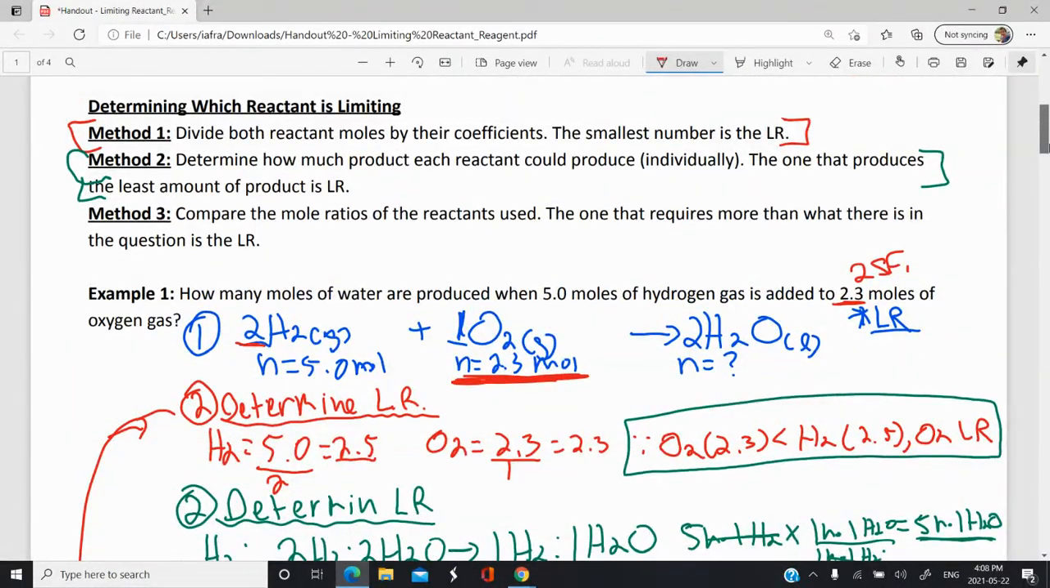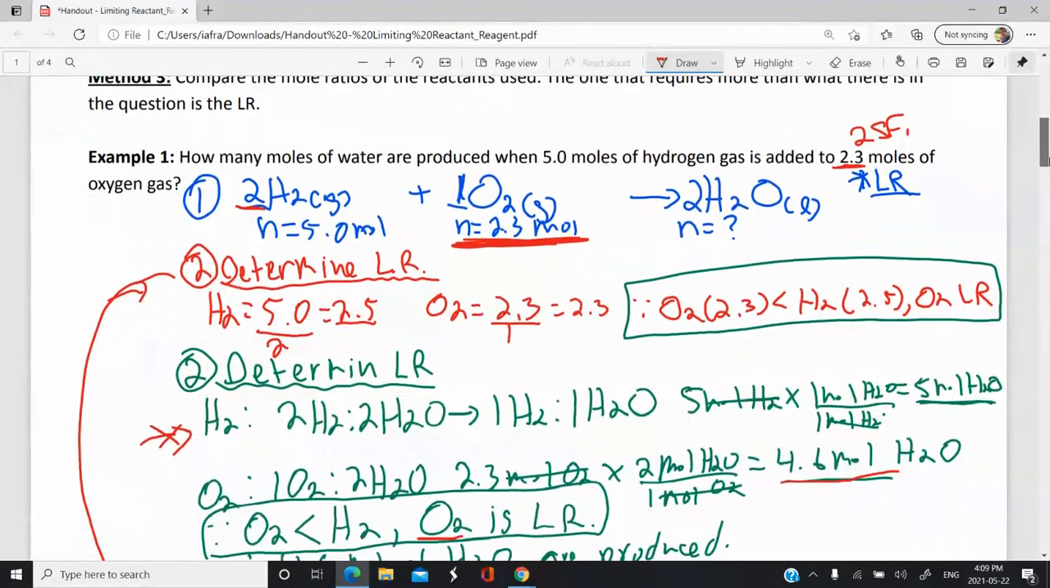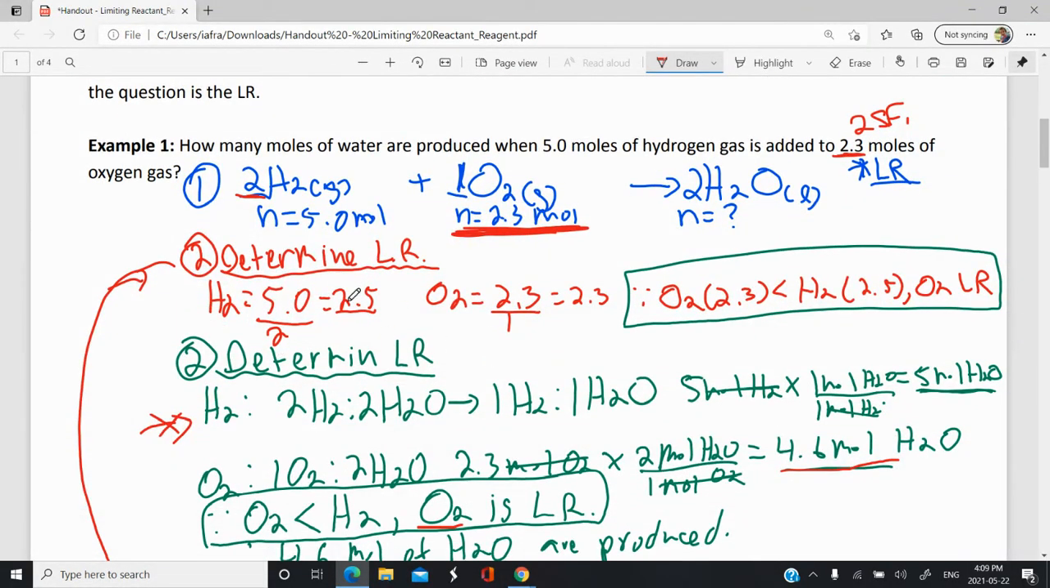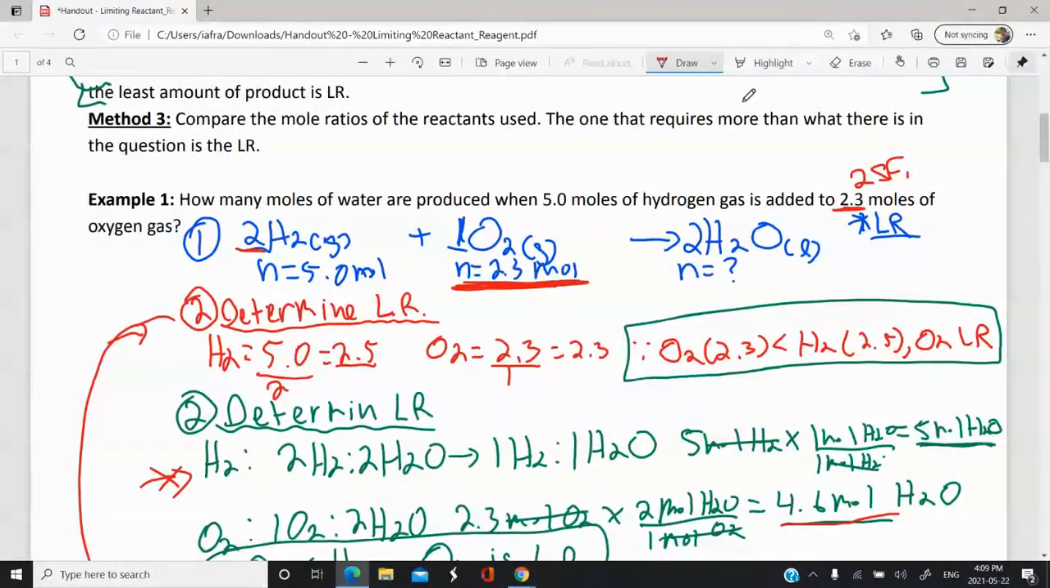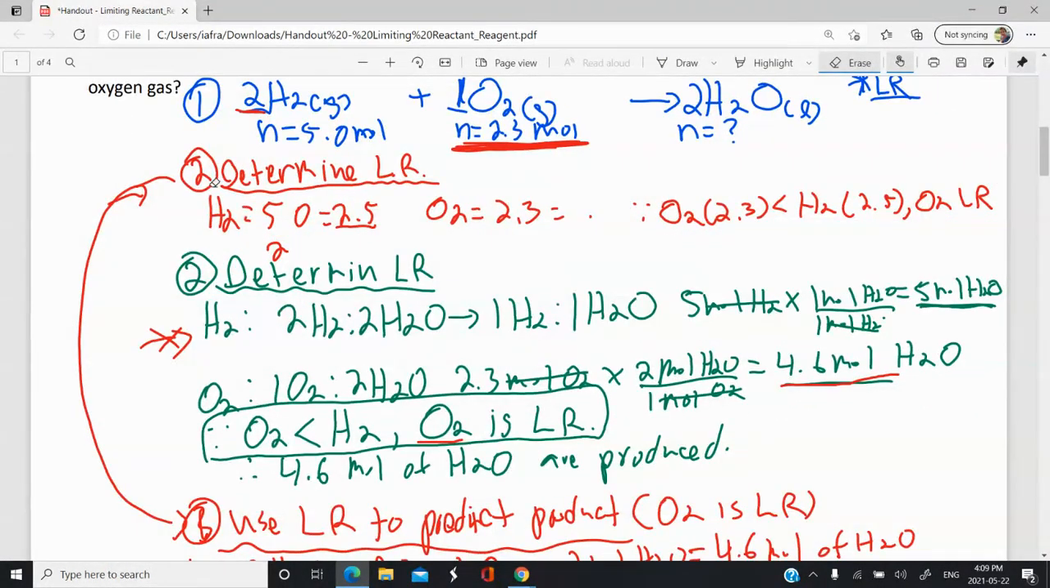It's method 3. Compare the mole ratios of the reactants used. The one that requires more than what there is in the question is the limiting reactant. That was a bit confusing, but let's show you how to do that. So I'm just going to erase the first 2 methods that we did, and then afterwards we'll do method 3. So let's go ahead and do that. And you can always rewind if you need the practice.